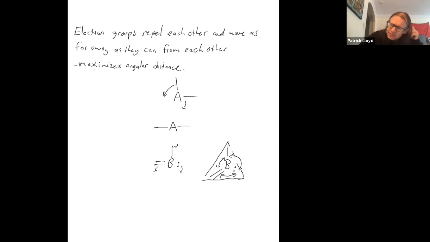Now, there are problems with this theory, but it's very simple because all you have to do is count up the number of electron groups and then remember the geometry, the shape for having certain numbers of groups around a center. So let me go through this and show you the results. I'm going to use a notation, AB2.